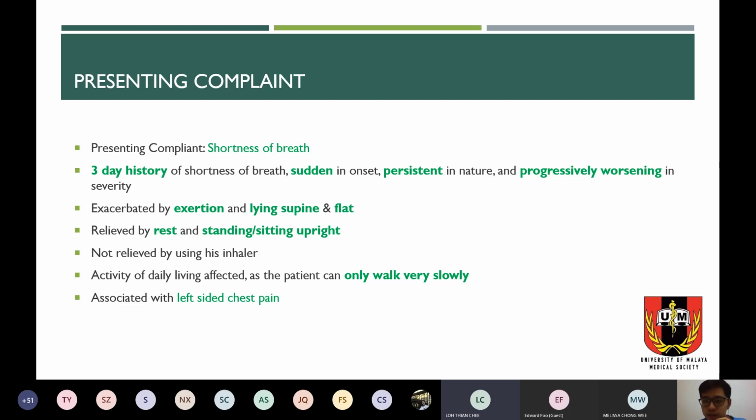Anybody want to try and answer? Increased venous return. Yes, then subsequently leading to... Anybody want to try? Nobody wants to try? Come on, guys. Pulmonary edema, I think Shiva Jyoti said.